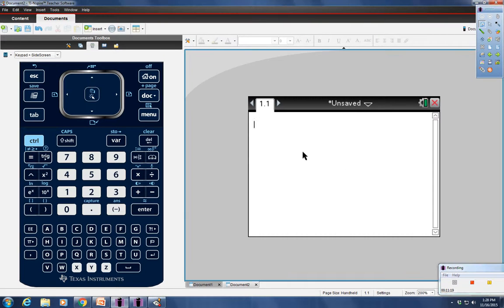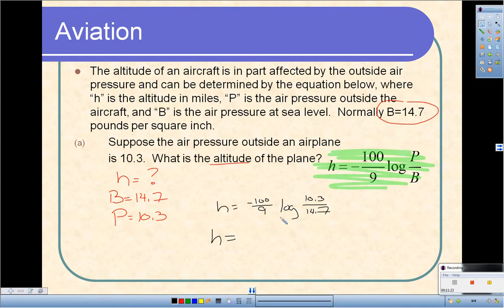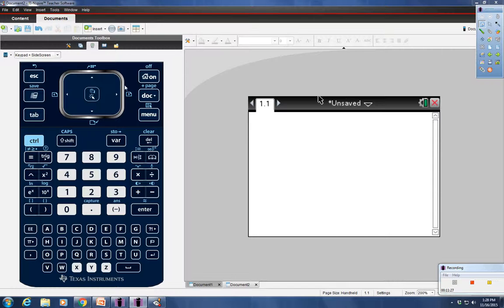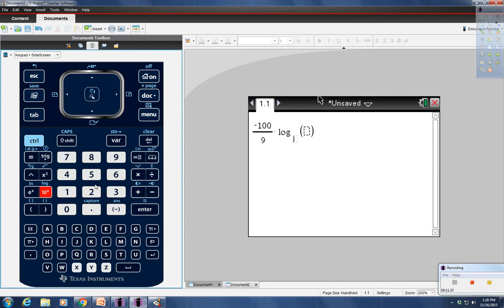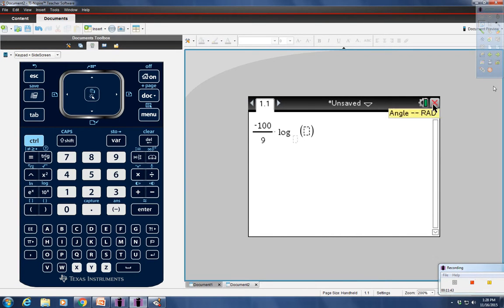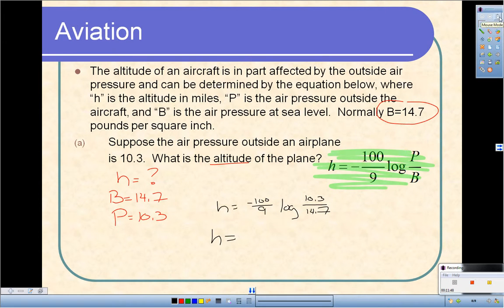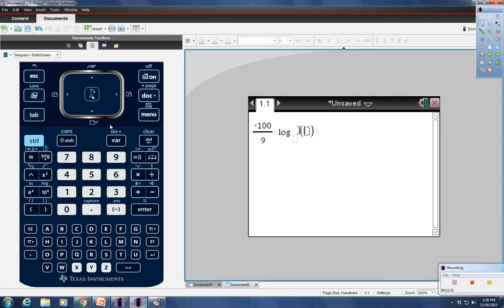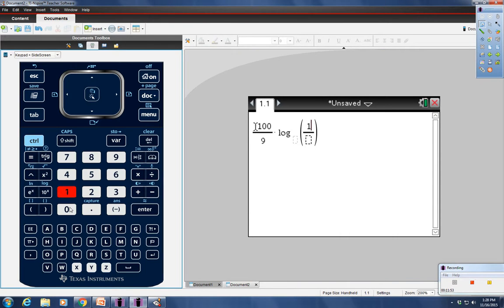All right, guys, so using my graphing calculator, I'm going to try and type this in to figure out what my altitude will be. So I'm going to hit Control Divide and do negative 100 over 9, then go off to the side and hit times, and I'm going to do Control Log. Now I can leave that base blank because the calculator will automatically assume that that base is 10. And then I want to do 10.3 over 14.7. So I'm going to hit Control Divide, 10.3 over 14.7.